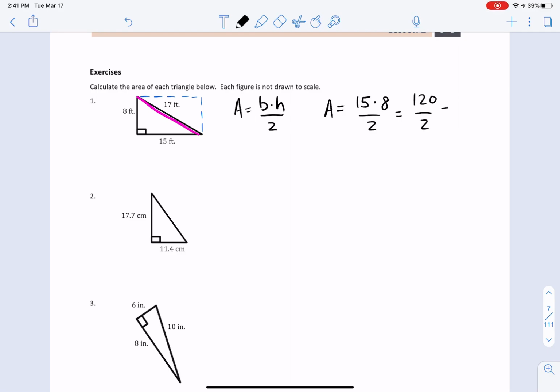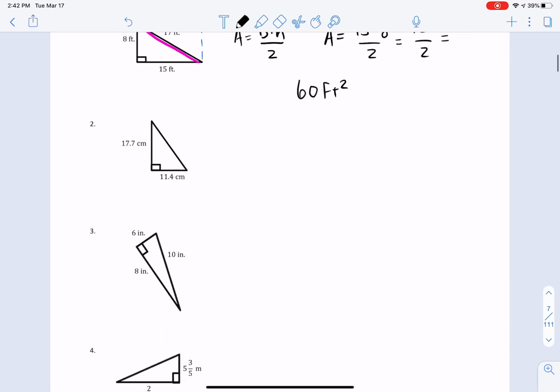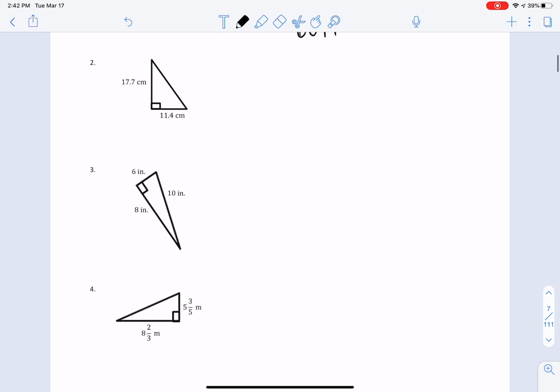And then do the division by 2. 120 divided by 2 is 60. So the answer is 60 feet squared. Remember, this area is measured in square feet. 60 feet squared.